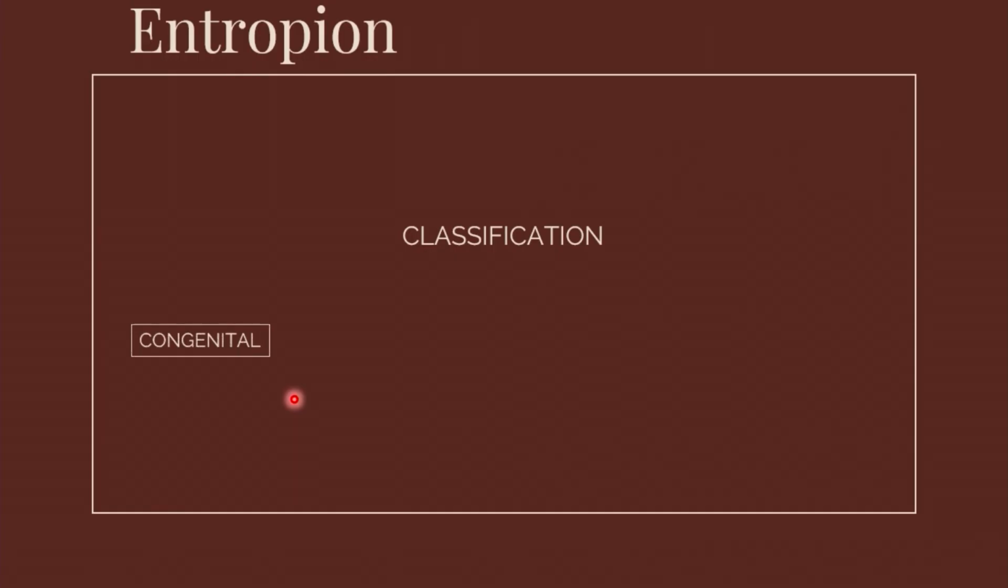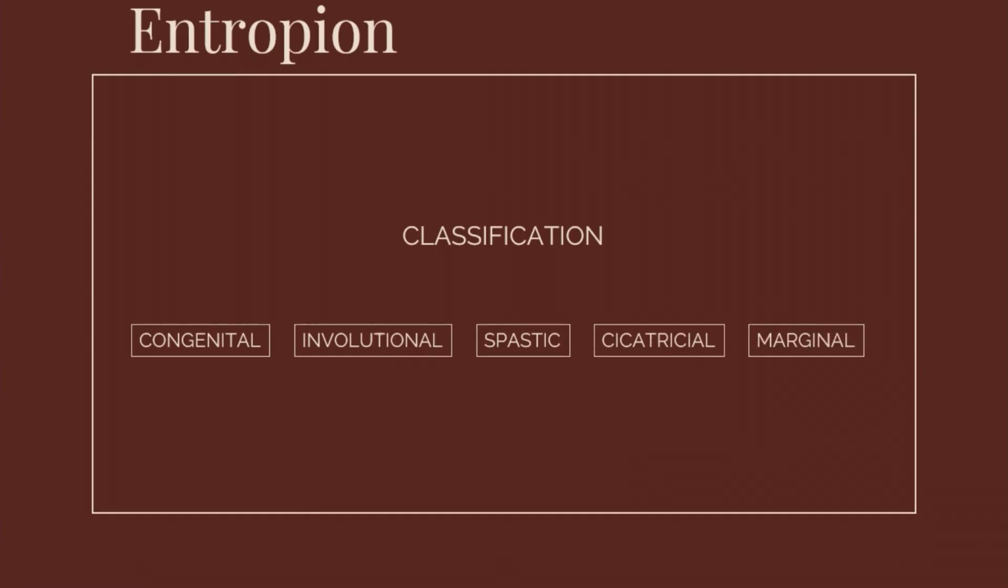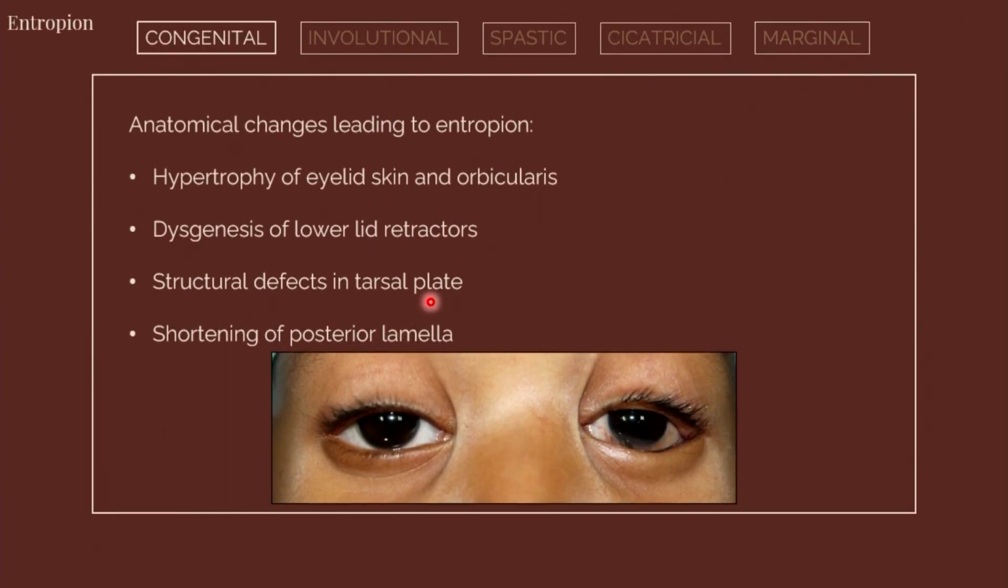So now coming to the classification, it is mainly congenital and acquired. In acquired, we have involutional, spastic, cicatricial, and marginal. So the anatomical change that leads to congenital entropion is hypertrophy of eyelid skin, and basically if the anterior lamella is longer than the posterior lamella, whatever the reason for it.